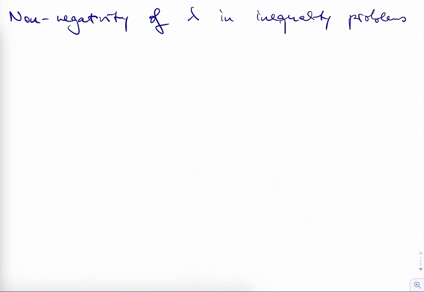In this video, I'm going to discuss why, when we consider optimization problems given inequality constraints, the Lagrange multiplier lambda is never negative, it's positive or equal to zero. Whereas if we consider optimization problems given equality constraints, the Lagrange multiplier can be either negative or positive. I was approached by a student with this question, and the intuition the student had looked something like this.